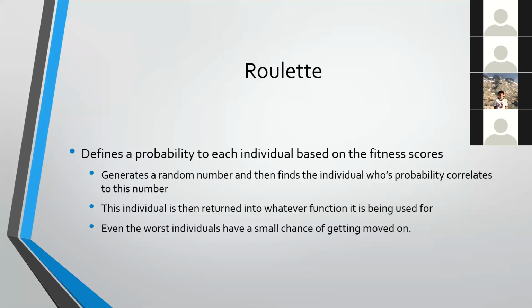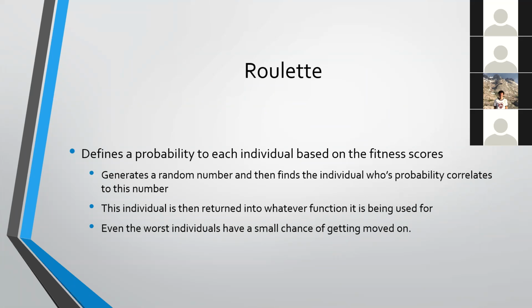And then you run some random number generation to generate whatever probability, and the individual that's associated with that probability then gets picked to be put into whatever function or move on to the next generation, in whatever way you're going to do it.